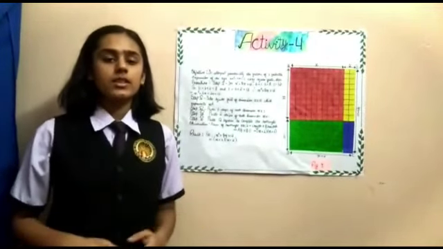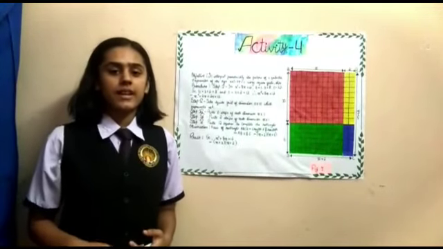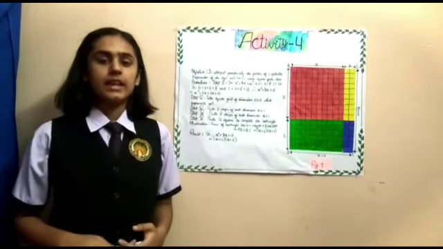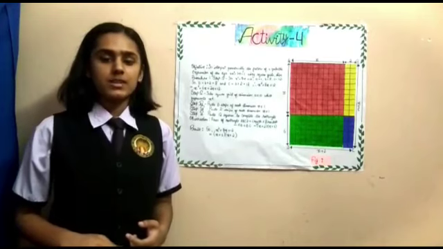So the main objective of this video is to interpret geometrically the factors of a quadratic expression of the type ax square plus bx plus c using square grids, slips and paper strips.